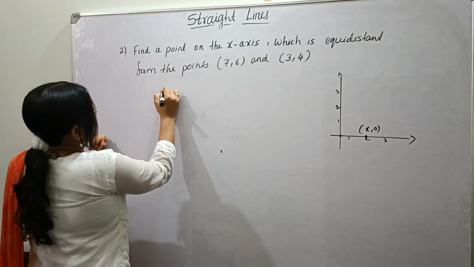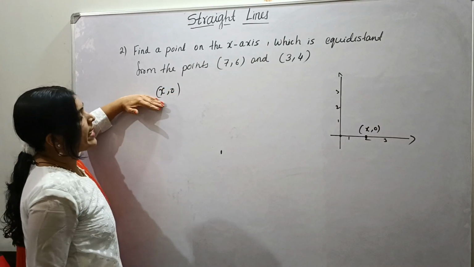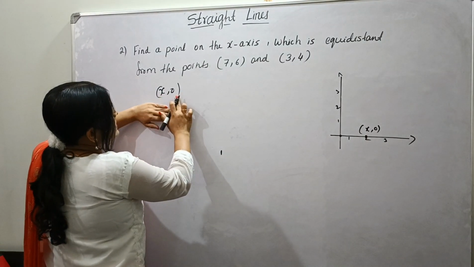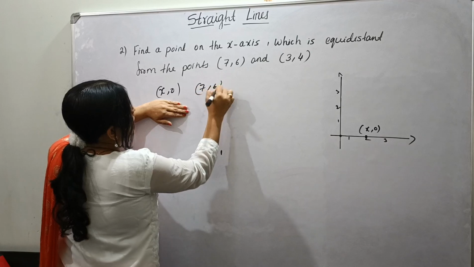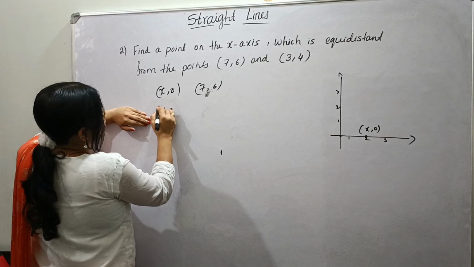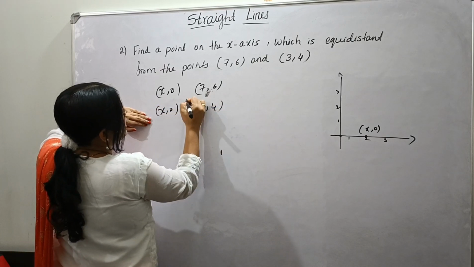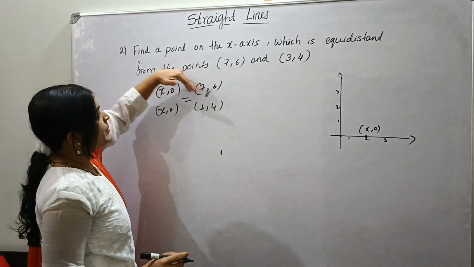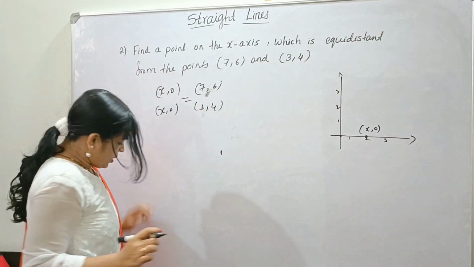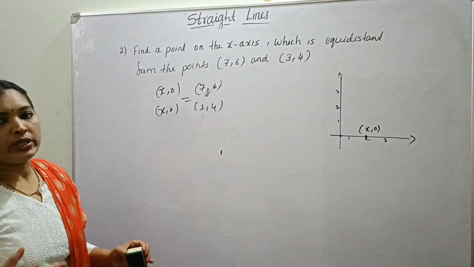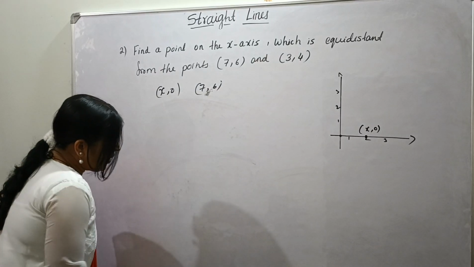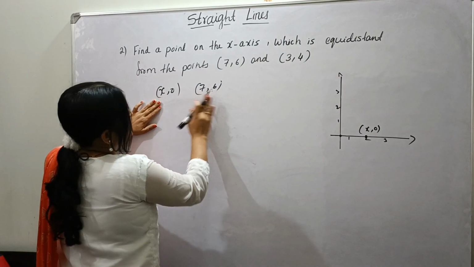So, let x0 be a point on the x-axis. Then the distance between x0 and (7, 6) and the distance between x0 and (3, 4) are equal. So let us find the distance between them. First of all, let us find the distance between x0 and (7, 6).